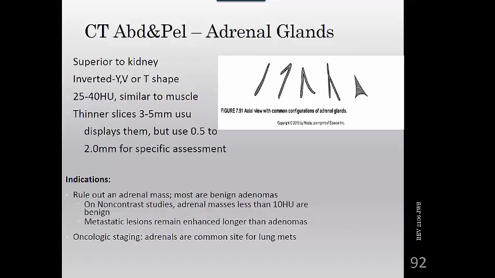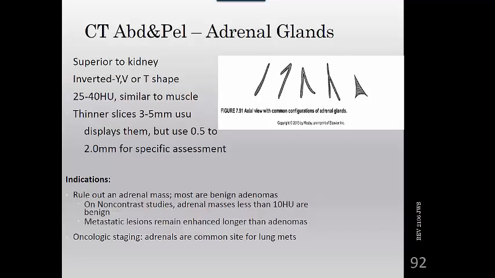So they have a 25 to 40 Hounsfield unit enhancement, which is similar to muscle. Thinner slices, 3 to 5 millimeters, are usually used to display them, but you can use 0.5 to 2 for specific assessments. Usually those are rebuilt.